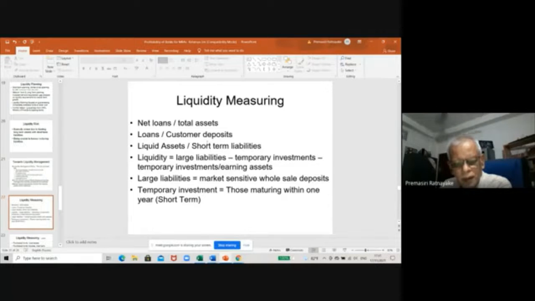Liquidity measuring: these are a few concepts to measure the liquidity. Net loans to total assets, loans to customer deposits, liquid assets to short-term liabilities. Liquidity equals large liabilities minus temporary investments divided by earning assets. Large liabilities equals market sensitive wholesale deposits. Temporary investments equals those maturing within 1 year, short term.